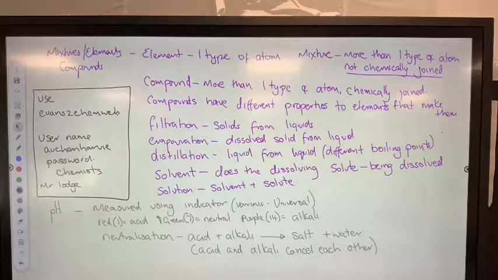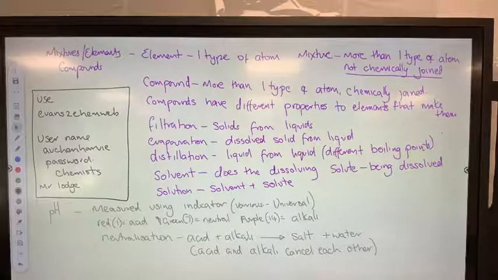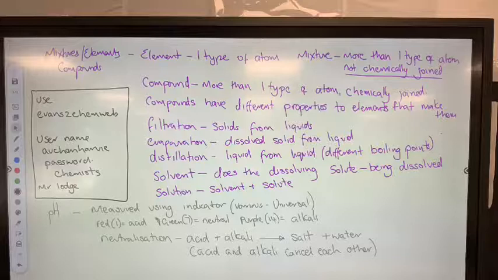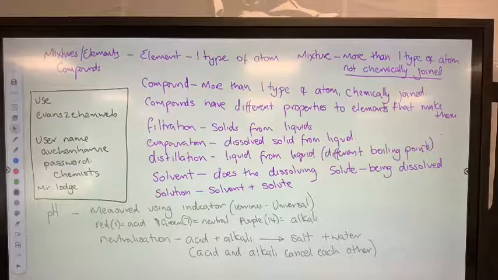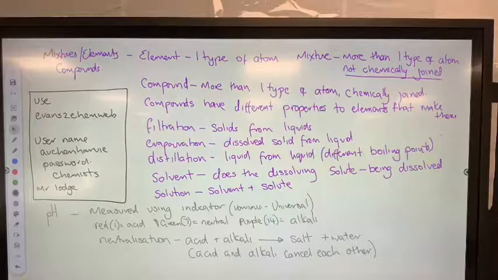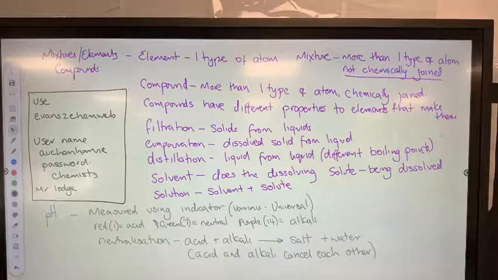Filtration separates a mixture of solid from a liquid. Think of sand and water. Evaporation is to separate a dissolved solid from a liquid, where you evaporate and get the crystals back. And distillation, where you separate liquids by their boiling point. Alcohol boils at 80, water boils at 100, heat a mixture up and you'll get pure alcohol back.